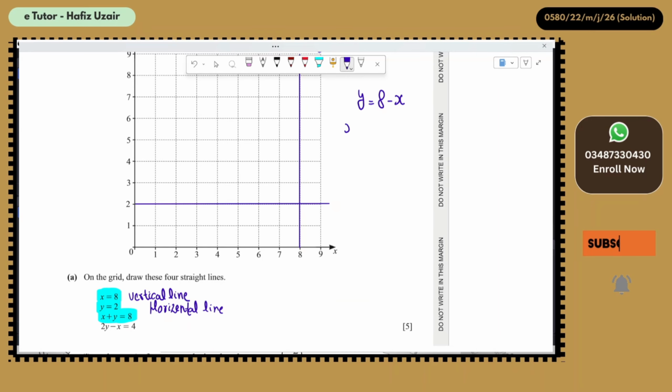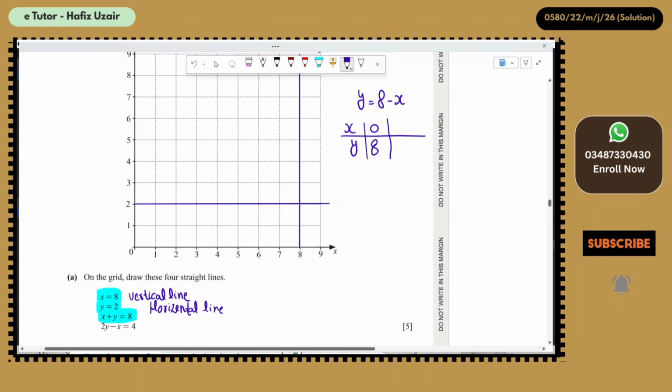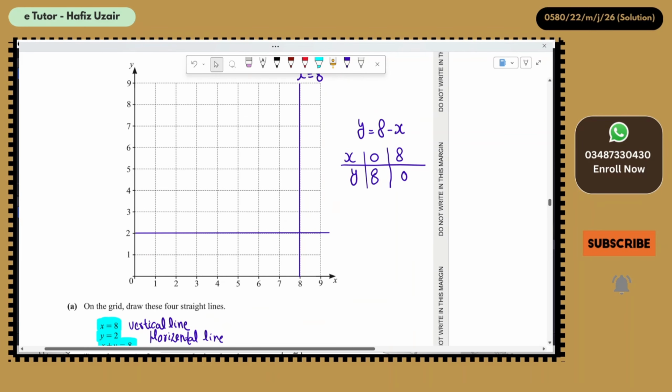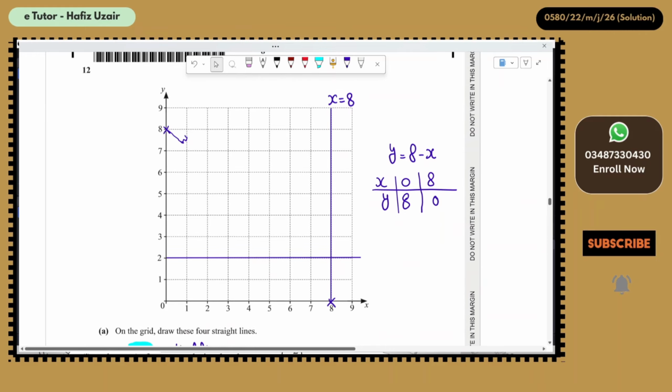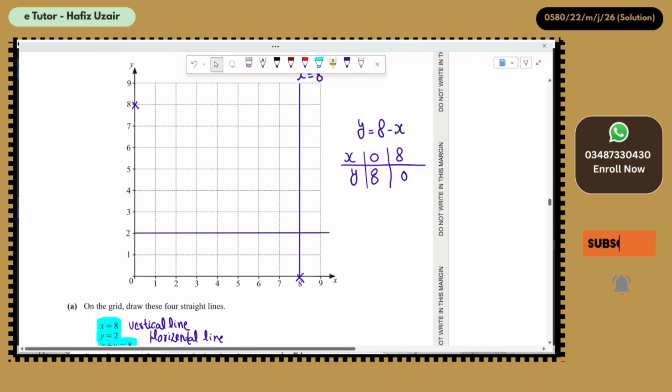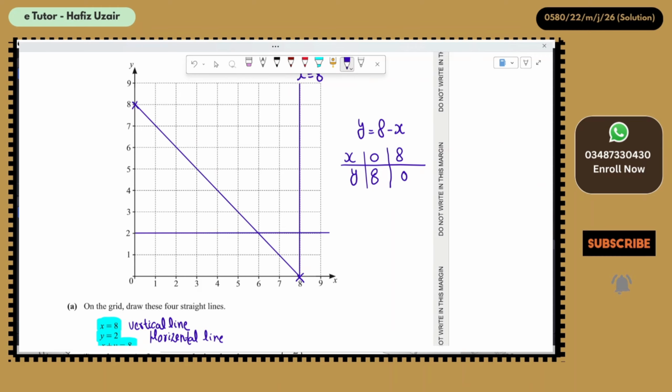All right, now let's take x values and y values. If I take x as 0, then y will be 8. And if I put 8 over here, this will be 0. So now you get (0, 8) and (8, 0). All right, so now let's join these points. Okay, let's join these points. Now the equation of this line is x plus y is equal to 8.